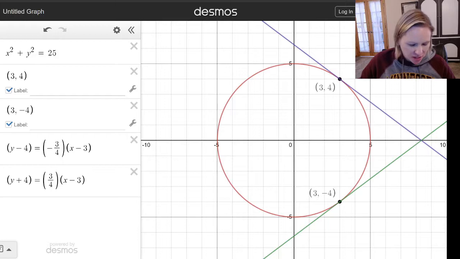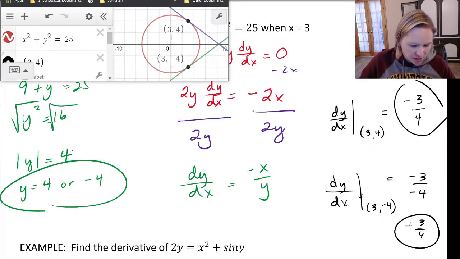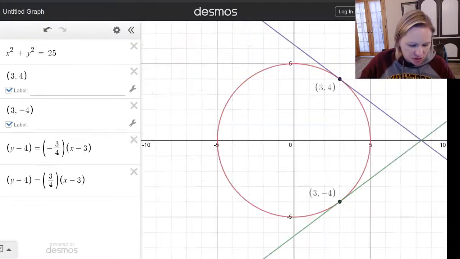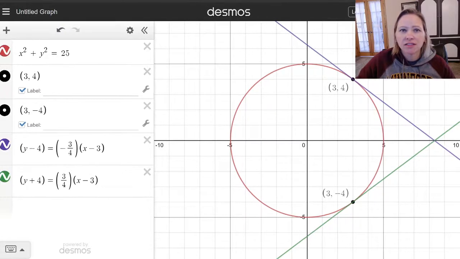But in any case, this is a great example of the fact that when we have implicitly defined functions, it's not always the case that you're only going to have one possible answer. Sometimes you're going to have more than one, because these implicit functions are things like circles and ellipses, and they're technically not functions, so there's more than one output for every input.